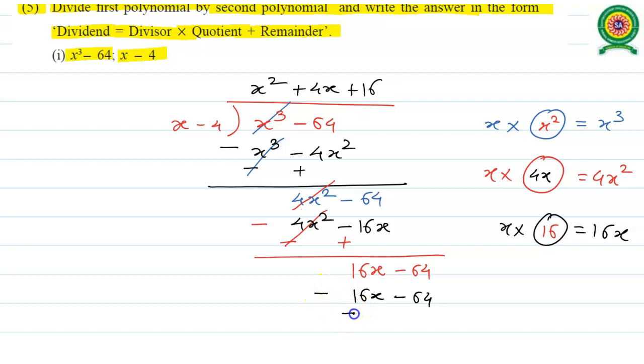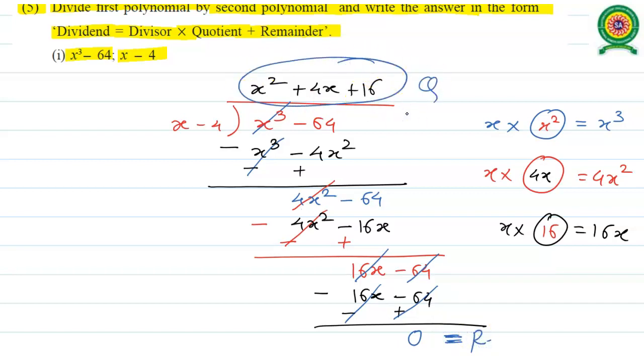Due to the middle sign being minus, the signs all change from plus to minus, minus to plus. Now be focused here. Positive 16x, negative 16x getting cancelled gives us a 0. Same thing, minus 64 and positive 64 getting cancelled gives us 0. So now our remainder becomes 0. So the lower part at last we may call it a remainder. Then the upper part of it we may call it a quotient. Then left of the division we may call it a divisor. And x cube minus 64, this is our dividend.